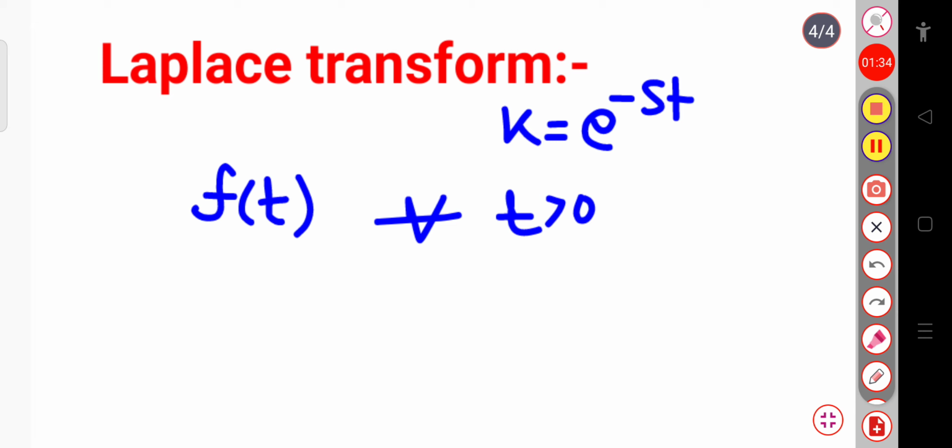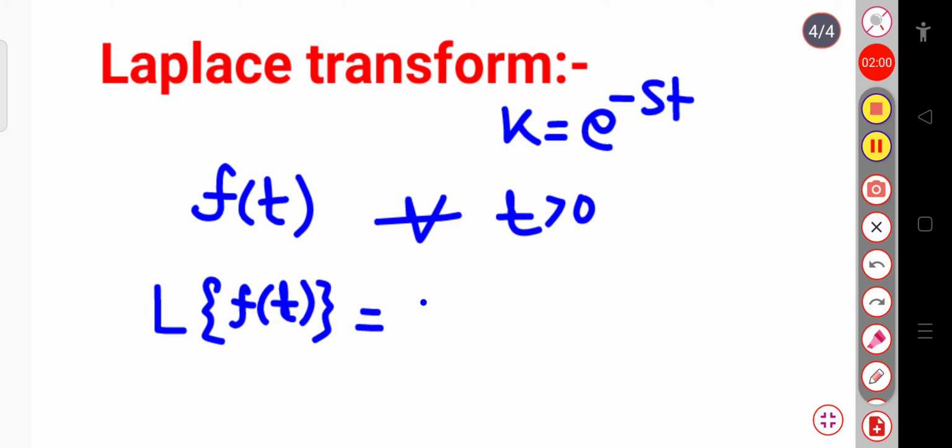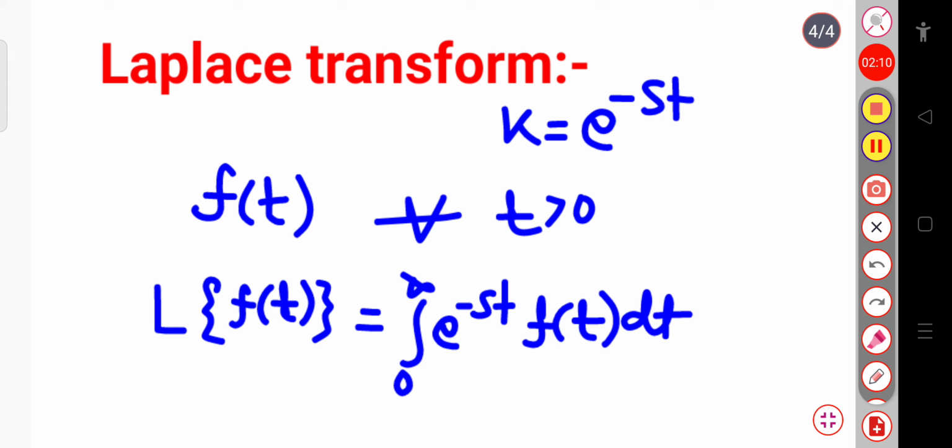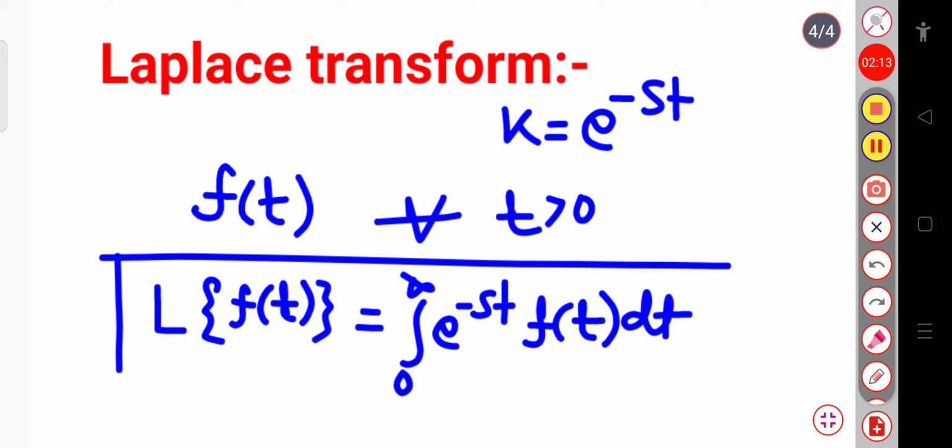Suppose there is a function f of t of which you want to take the Laplace transform. For the Laplace transform we represent it by capital L, just as for Fourier we represented it by capital F. So the Laplace transform of the function f of t is equal to the integration from 0 to infinity of exponential minus st into f of t dt. This is the Laplace transform of the function f of t.